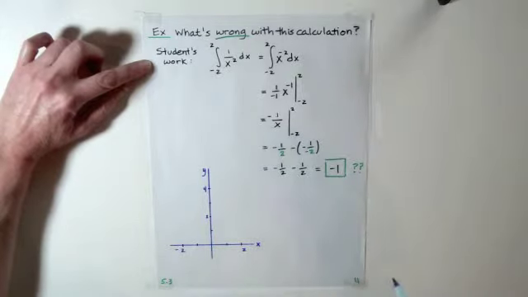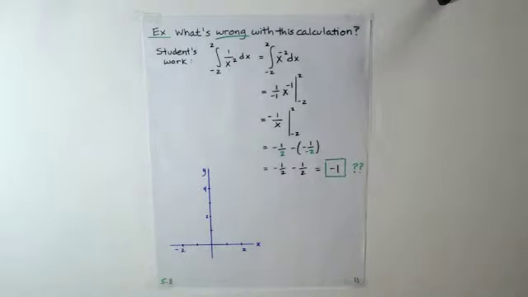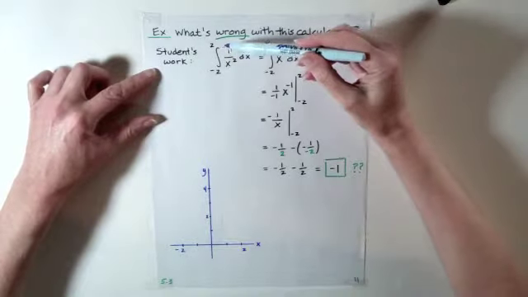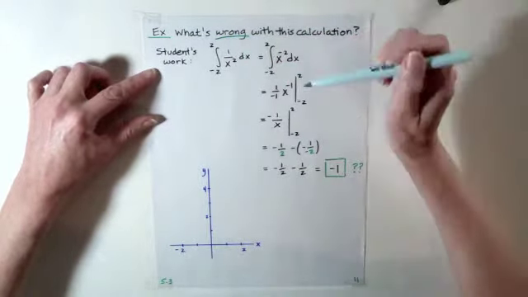So I want you to pause the video and think about what could be wrong in his calculations or in his thinking or in his assumptions. Well, let's go ahead and think about this together. If you just look at his calculations, what the student did was he saw that he had a definite integral to do, and he dove in and he did it.